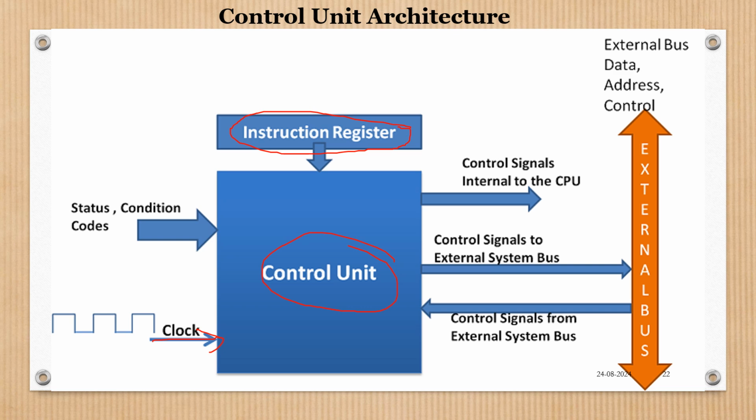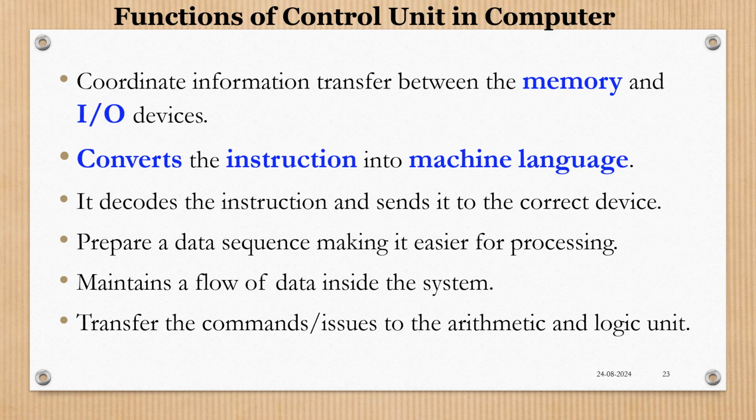And next, the control signals are sent for the external buses, for controlling which device will access these buses. And further, the control signals are generated for the external buses, that are used for the data transfer or for the address transfer. So everything is controlled by the control unit.